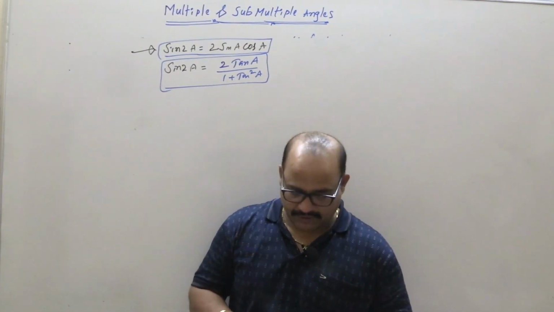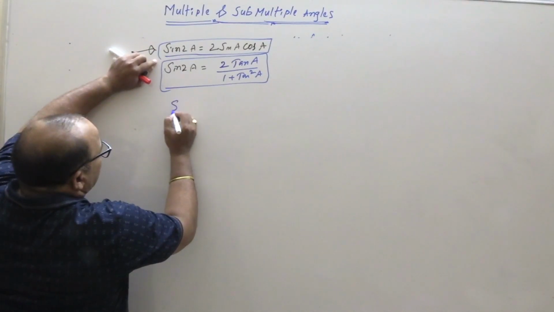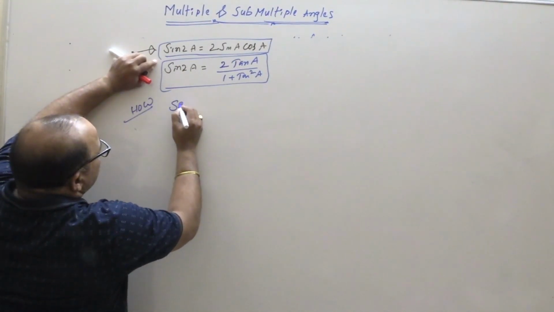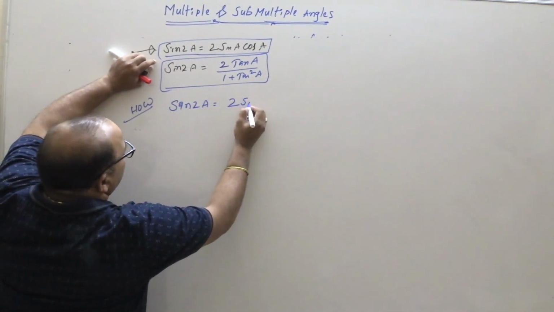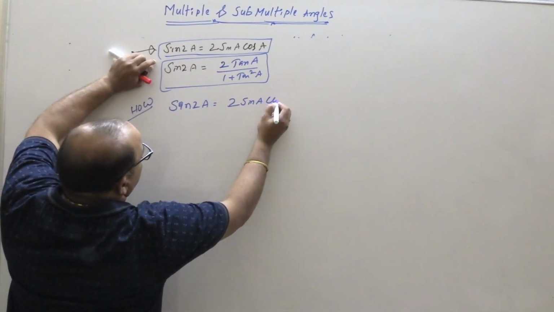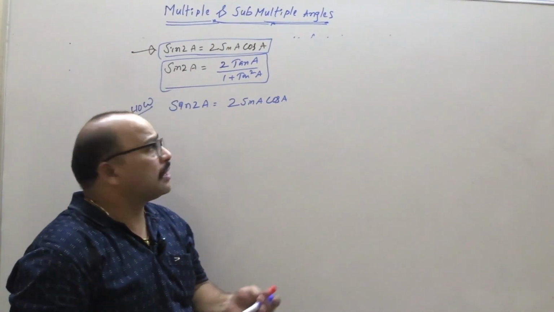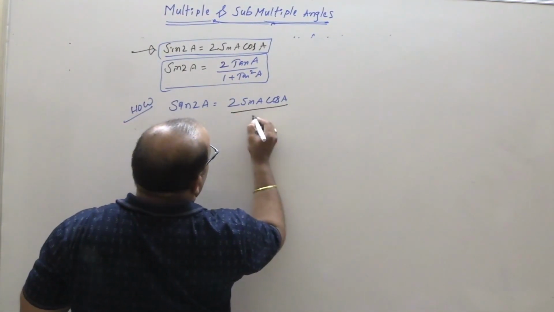Now I am proving it, students. Again by using sin 2a: sin 2a is equal to 2 sin a cos a. Yes, a little bit of manipulation, students. To convert into tan, we divide and multiply by cos a.